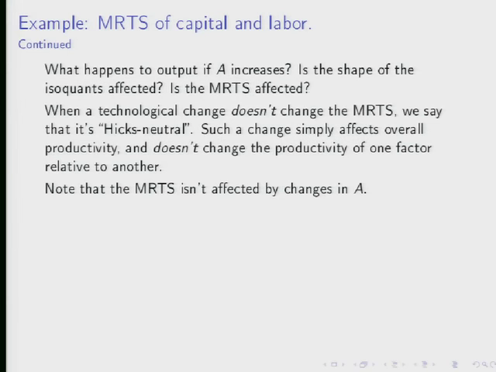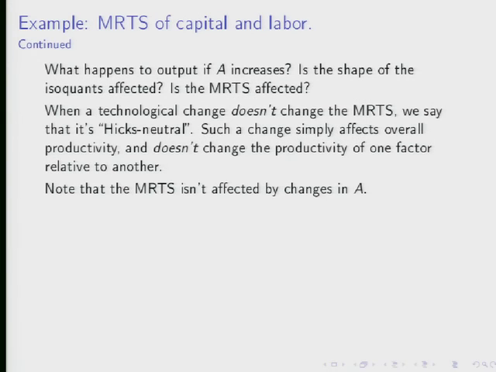Okay. So let's do a little experiment now. Let's take this Cobb-Douglas production function, but we're going to have two cases. In the first case, we're going to let A be equal to 1. So let's say that's the case we've drawn here. That's case 1. And in case 2, we're going to let A be equal to 2.